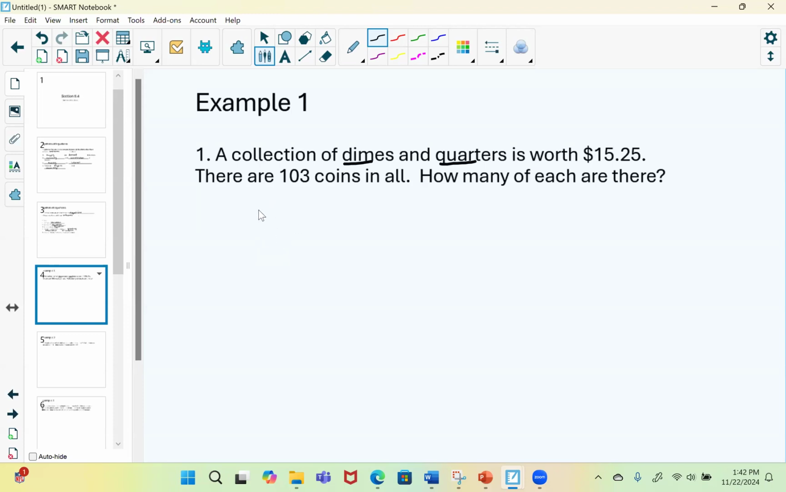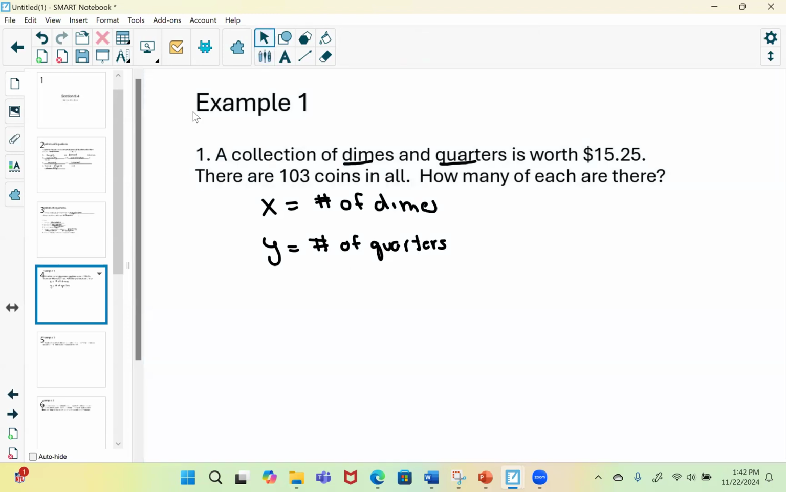It doesn't matter, but I'm just going to use X and Y. We're going to let X equal the number of dimes and Y equal the number of quarters. And so that is your first step. You need to define what each variable stands for and be specific.